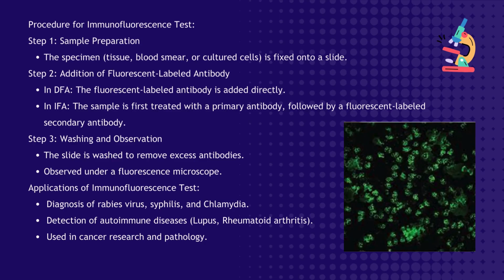Procedure for immunofluorescence test: Step 1. Sample preparation. The specimen, tissue, blood smear, or cultured cells is fixed onto a slide. Step 2. Addition of fluorescent-labeled antibody in DFA. The fluorescent-labeled antibody is added directly. In IFA, the sample is first treated with a primary antibody, followed by a fluorescent-labeled secondary antibody.